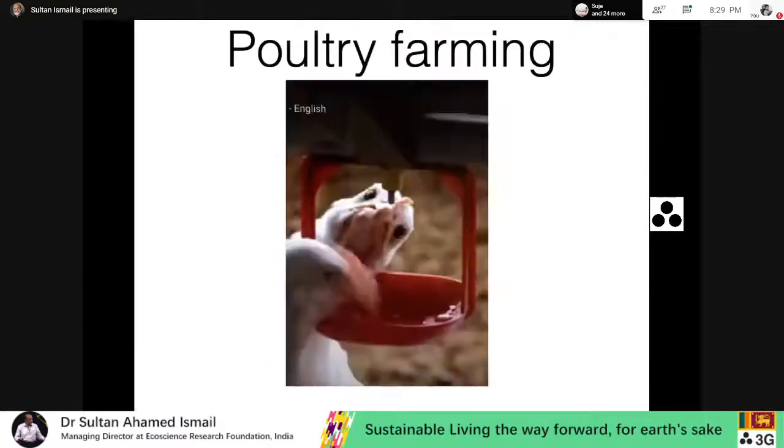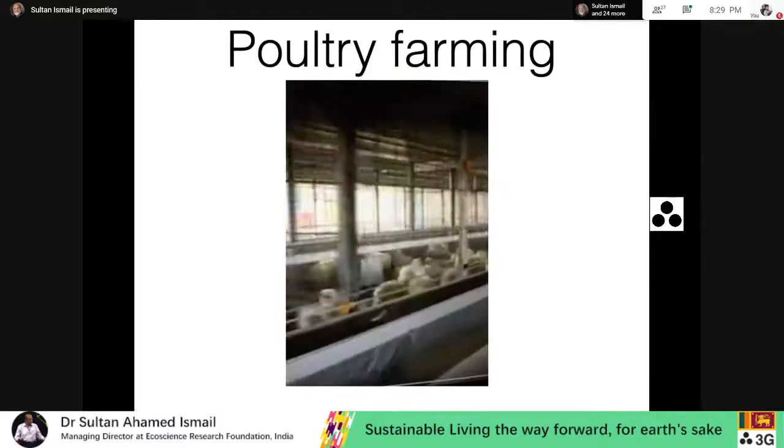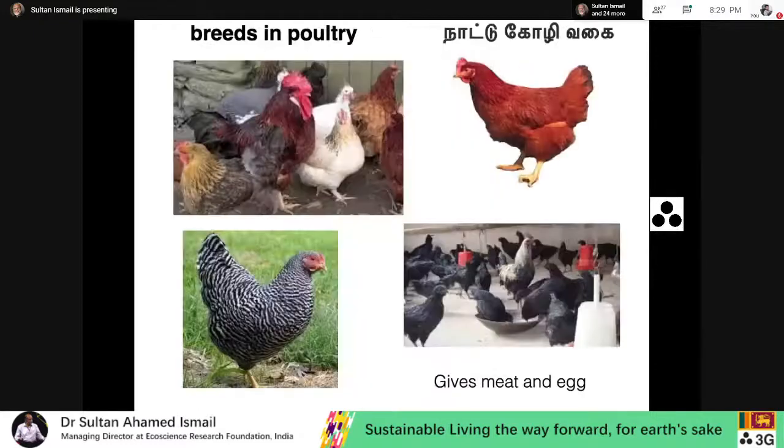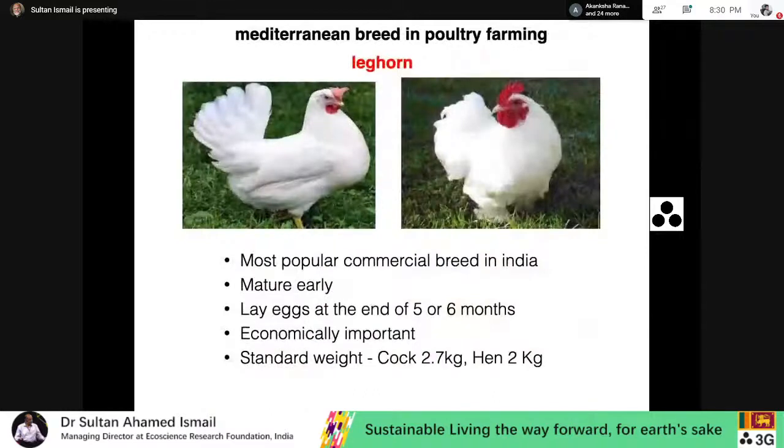If you go on the other side, if you take poultry, many people started calling your native breeds Nattukoli, country chicken. I think even in Australia, in Malaysia, in Sri Lanka, you all started calling it country chicken. It's your own biodiversity, man. We started naming it. And we started calling this Mediterranean chicken just chicken.